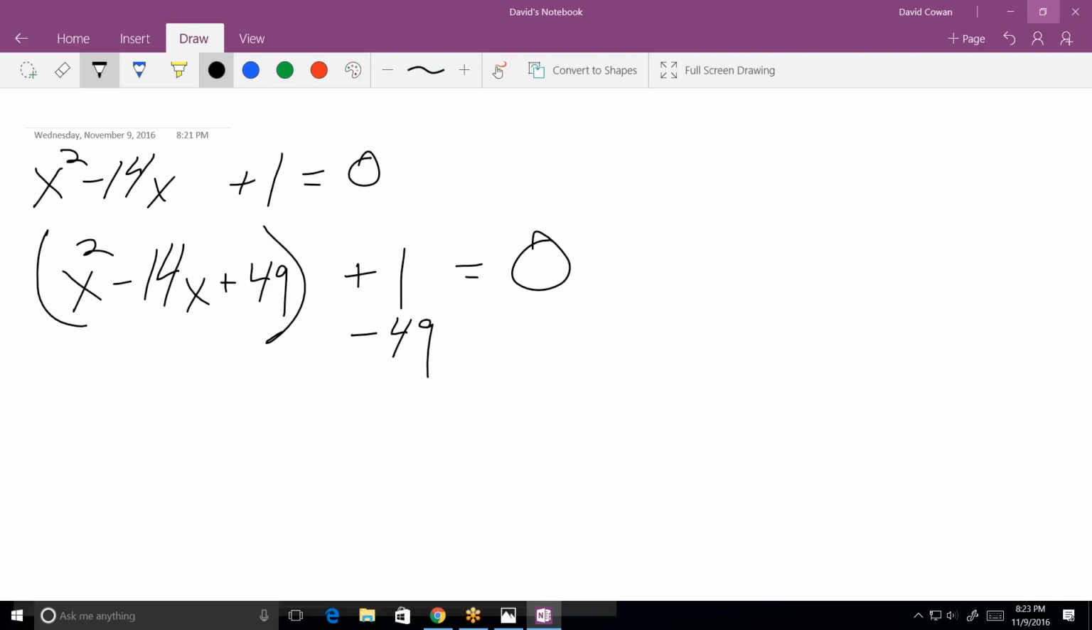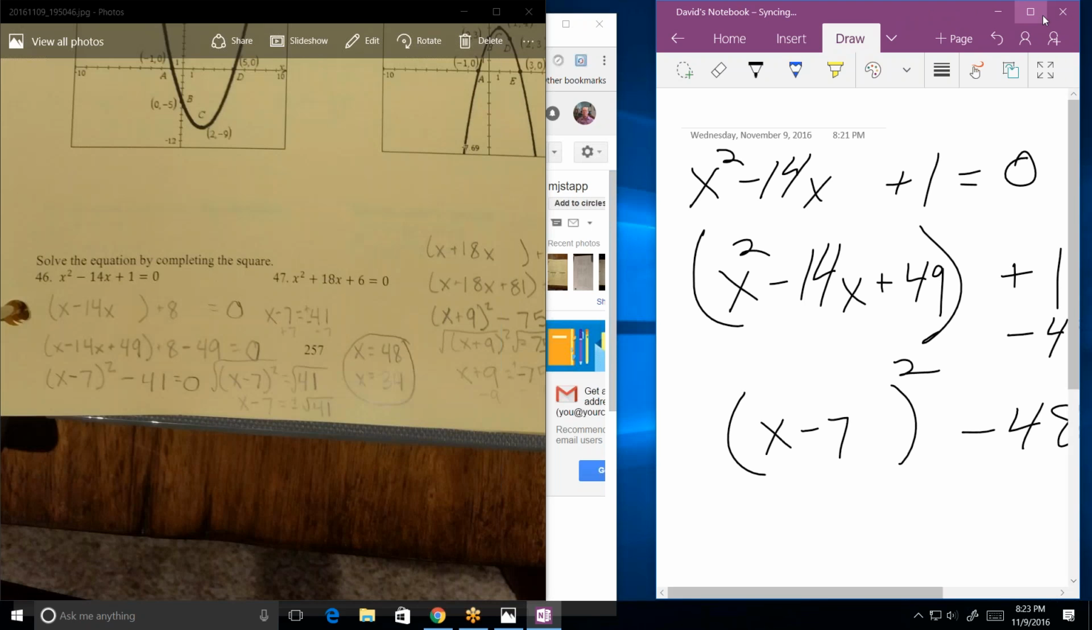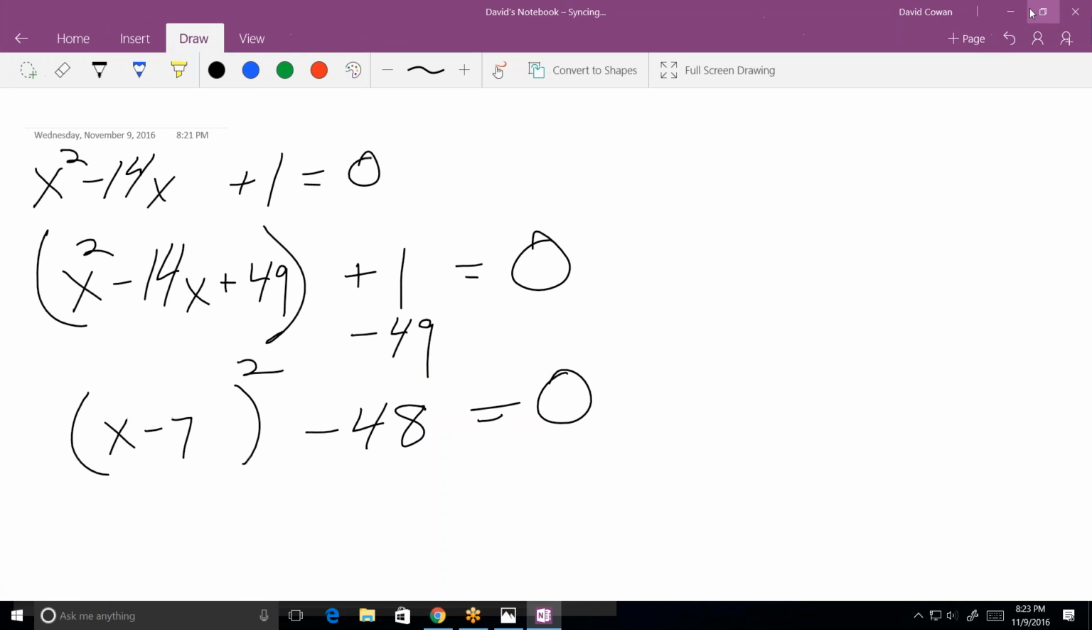In other words, at this point, now how can I write what's inside the parentheses? That's the reason we complete the square. It'd be x minus 7 squared, minus 48 equals 0. We've just put it into vertex format, but let's see, it says solve it.